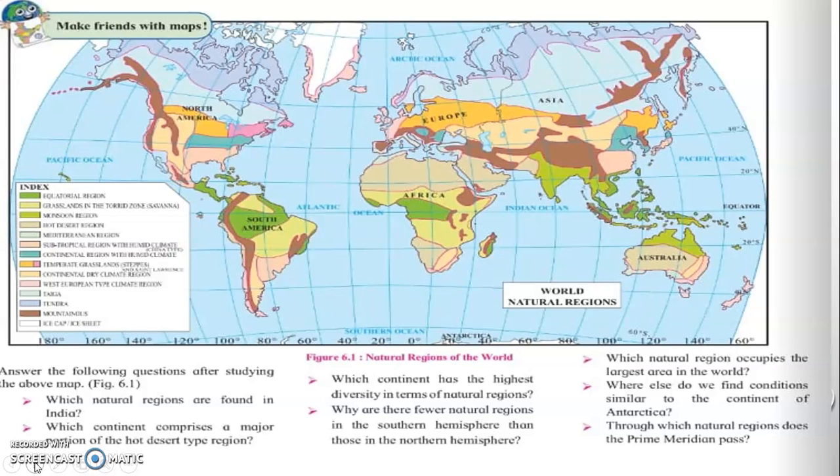The next important question, through which natural regions does the prime meridian pass? The 0 degree prime meridian and 180 degree line, and the 0 degree equatorial line. The prime meridian passes through regions like the hot deserts, Mediterranean type of climate, taiga and the West European type. Okay, these are some of the important questions which are asked.